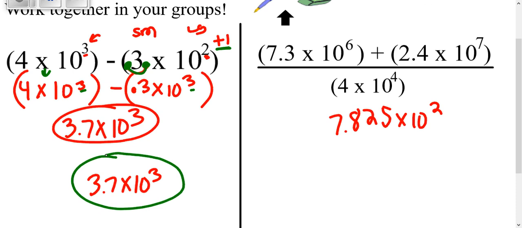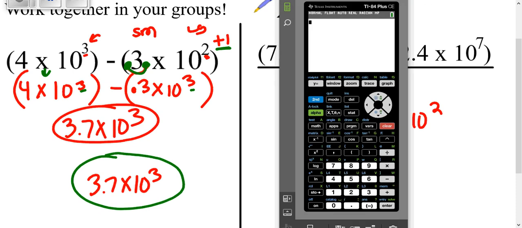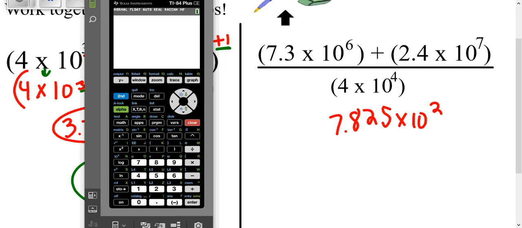For the one on the right-hand side, it looks like a really difficult problem, but it's really not that bad. Especially when you have the calculator, you press that calculator button here. Just make sure that you are in scientific notation mode. That's first off. I am not. You press enter and you get clear.